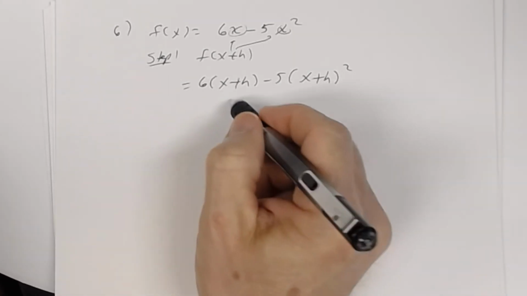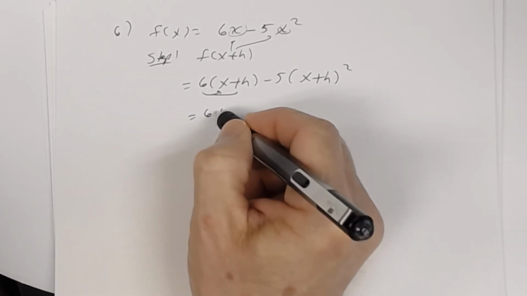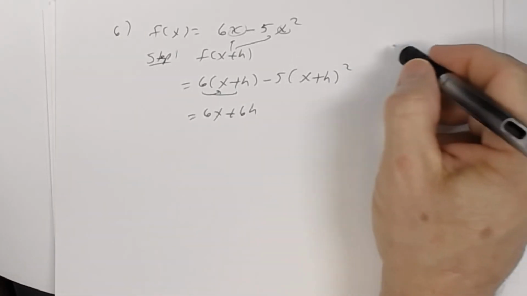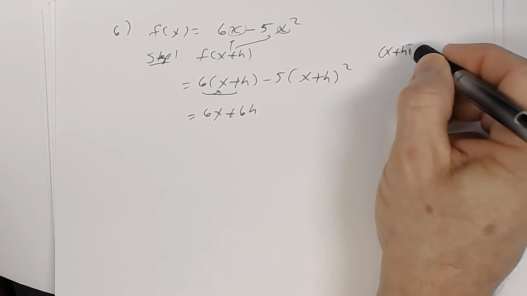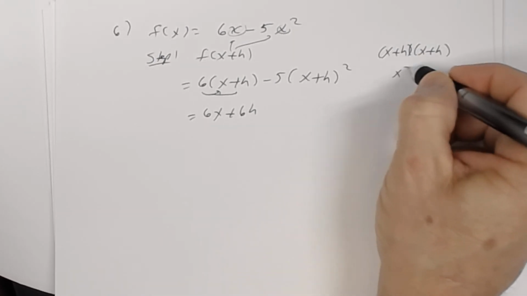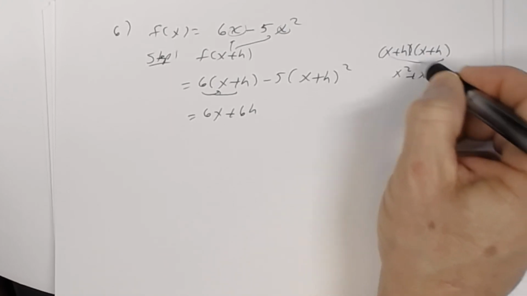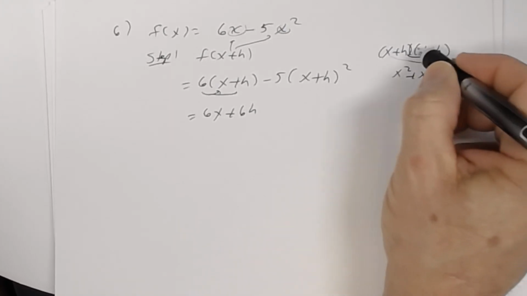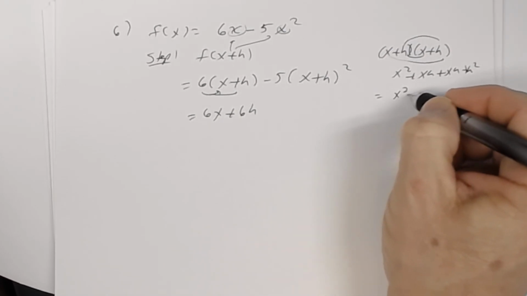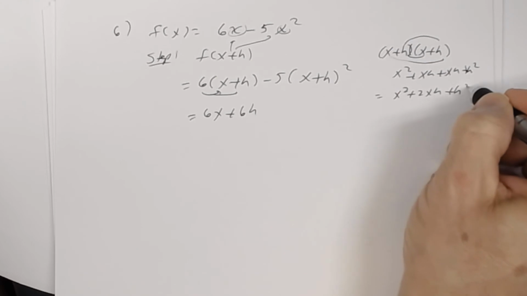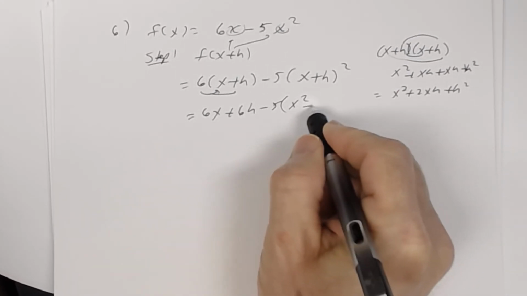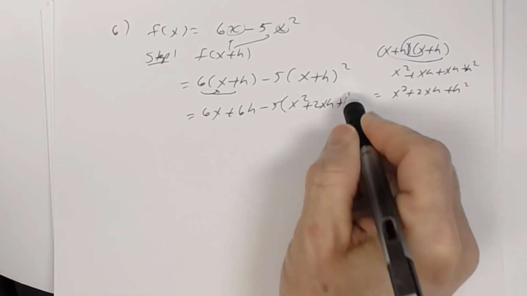Okay. And so let's go ahead and distribute this. So I get 6x plus 6h. Now for this one, I got to square first. So remember, you got to say x plus h times itself. And then FOIL that out. X times x is x squared. The outer is xh. The inner is also xh. And the last, h times h, is h squared. So you get x squared plus 2xh plus h squared. So that becomes minus 5 times this trinomial, x squared plus 2xh plus h squared.